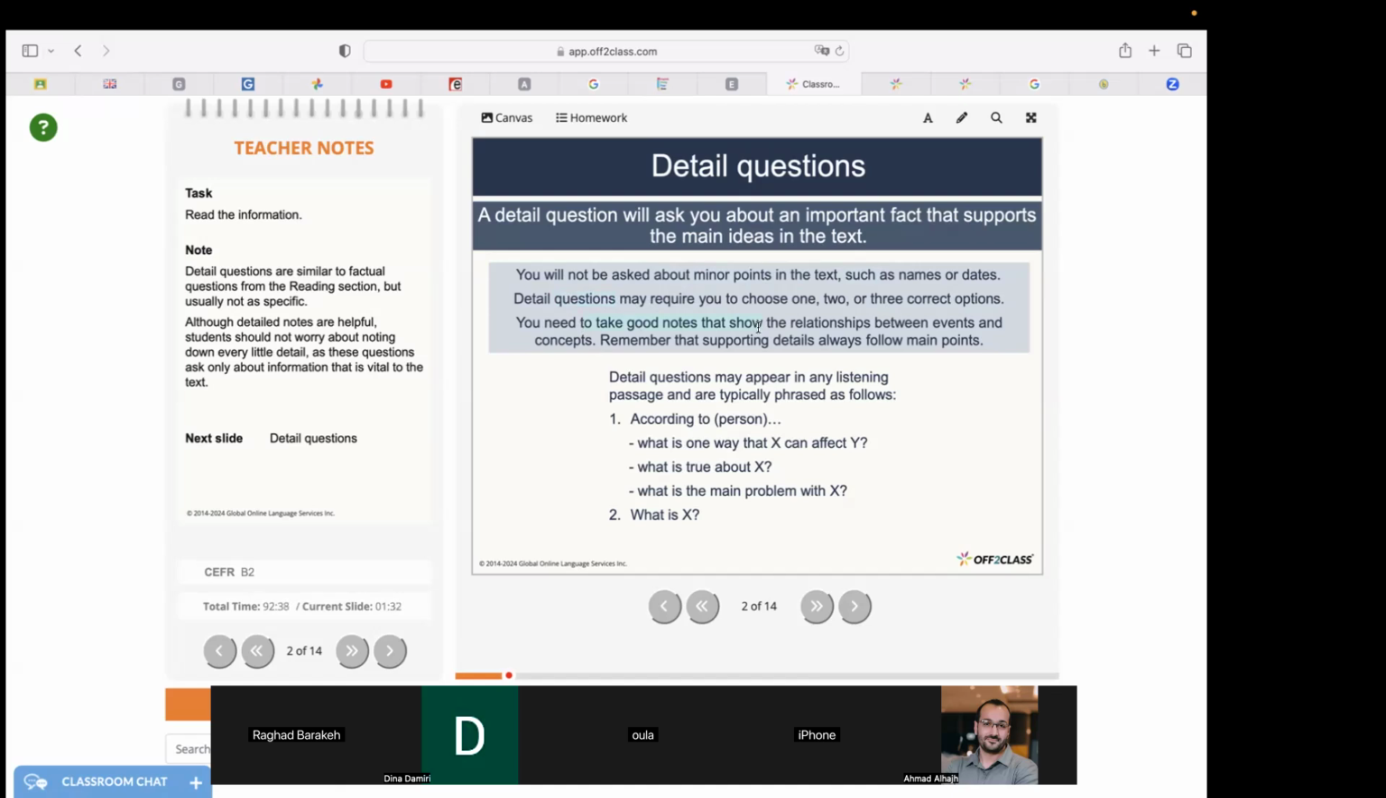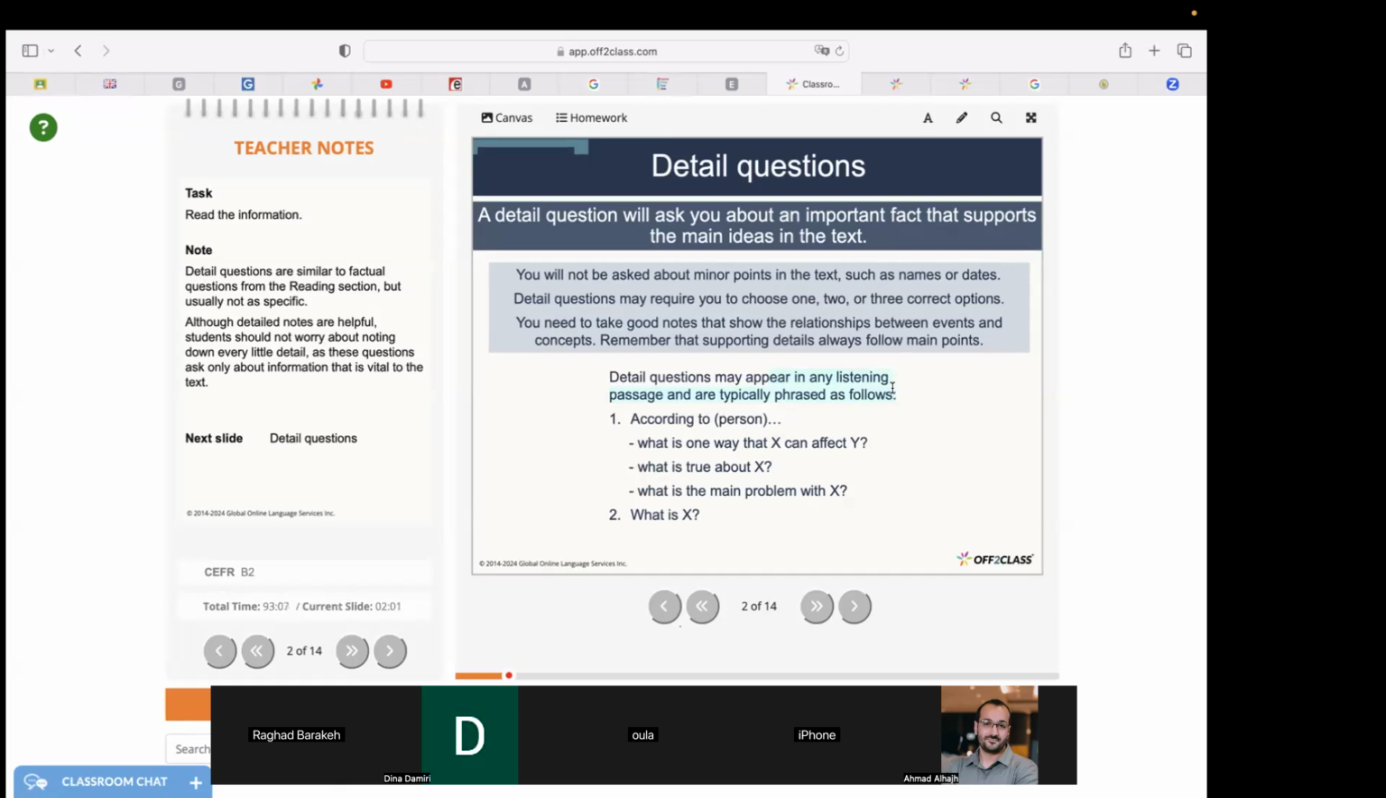You need to take good notes that show the relationships between events, concepts. Remember that supporting details will always follow. What will they follow? Main points. The main idea. Main points or main ideas. Okay? Main points. Detailed questions may appear in any listening passage and are typically phrased as follows.